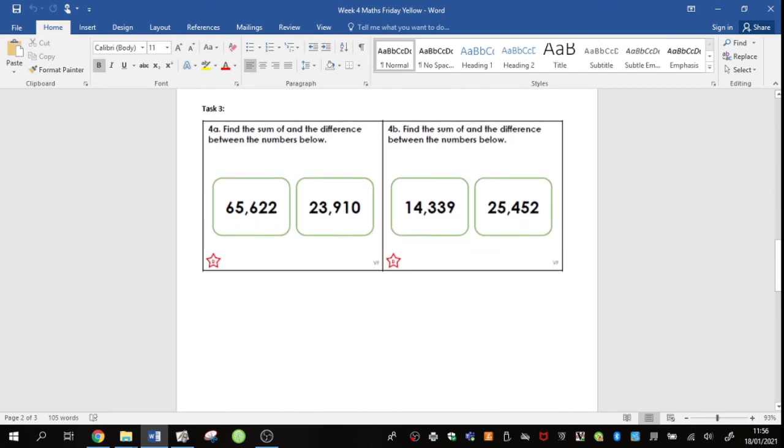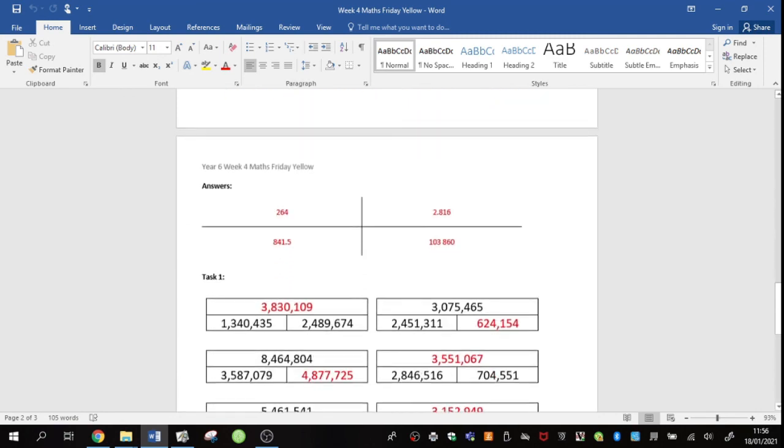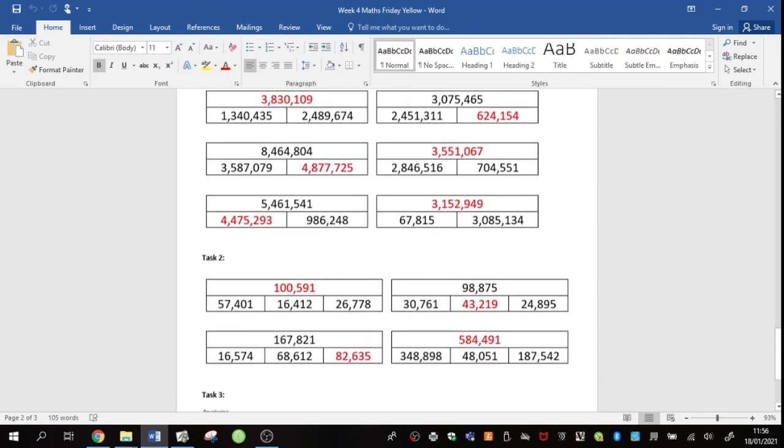And then task 3, you're finding the sum of and the difference. So sum of is a fancy word for them added together, and the difference is a fancy word for them subtracted. All answers are at the bottom as per usual.